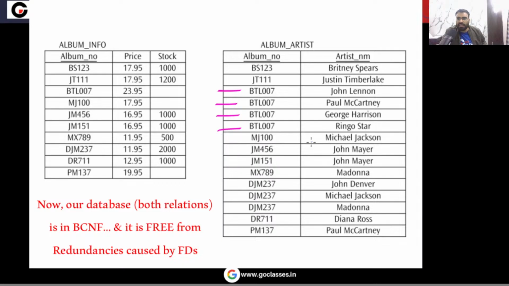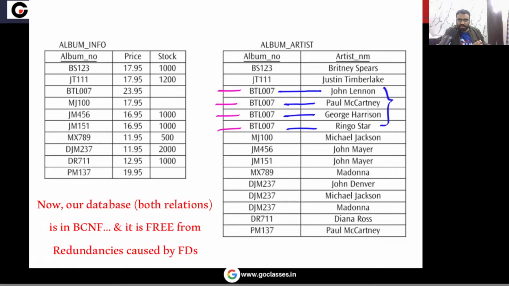No, this is not redundancy, because remember, this is the information that for this album number, this is the artist, this is a different artist, this is a different artist, this is a different artist. So remember, this is not a redundancy, please understand. Because here we are giving the information that this album number has 4 different artists and what their names are. So this is not data redundancy.